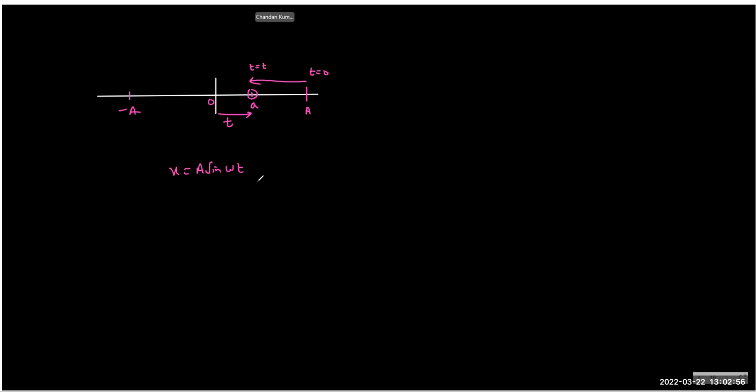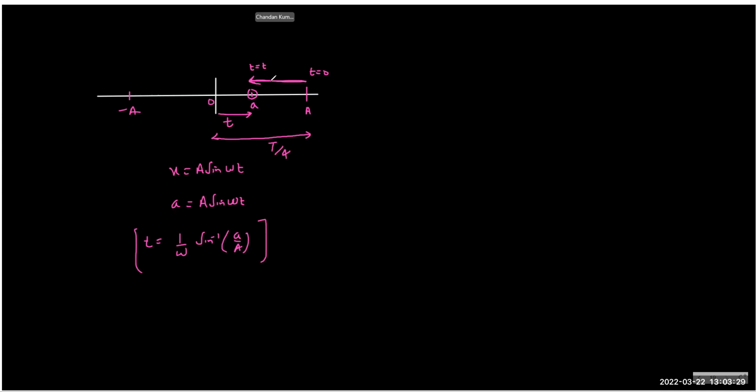Now that's an interesting one. And I want to go to a. This is a. I got the t. t is how much? 1 by omega sine inverse a by A. Although it looks weird to write, this is the right answer, right? But the question is not this. They're asking how much time it will take to go from here to here. And what we know is that for every quadrant, the total time is how much? T by 4.